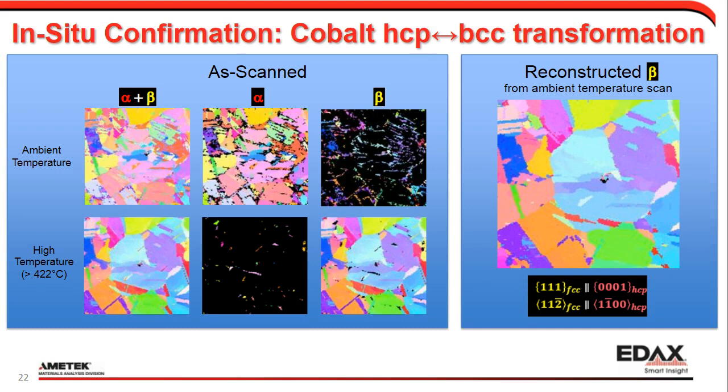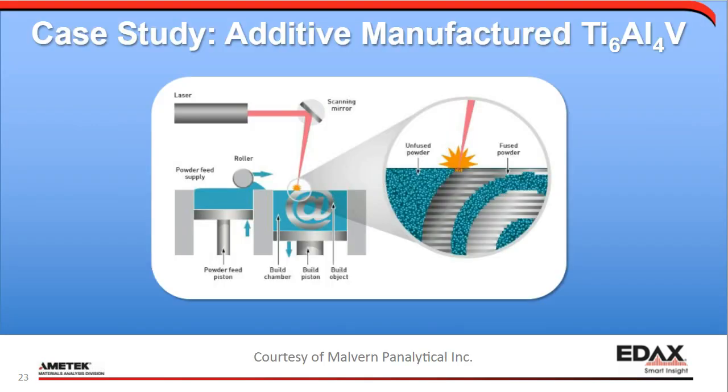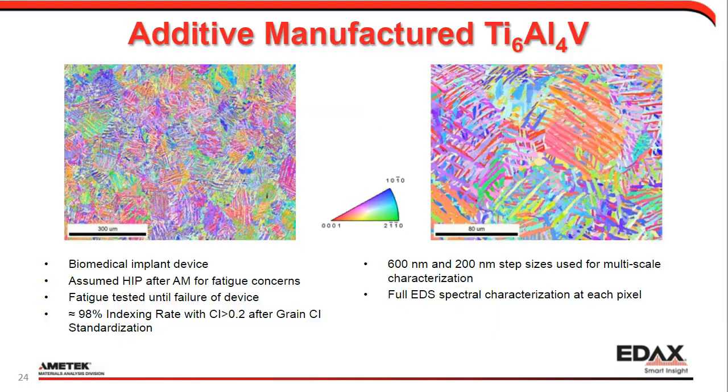So then we received some data on additive manufactured Ti-6-4. And so it's a very cool looking microstructure. It's for a biomedical implant device in this case, and it's been fatigue tested. So we indexed it, got nice results both at a low and a high mag result, and then we wanted to look and see if we could reconstruct the microstructure.